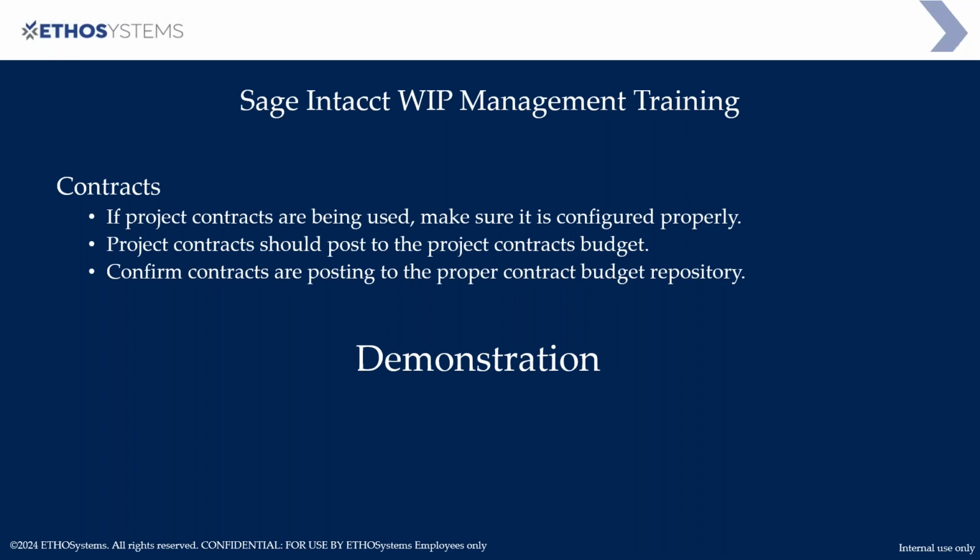Okay, the next piece is contracts. In order for WIP management to work, you have to use project contracts. So similar to project estimates, you need to make sure that it is configured properly, and that those project contracts are posting to the project contract budget repository. You want to make sure they're set up to post to the correct project contract budget repository. So I'm going to go ahead and show that here now.